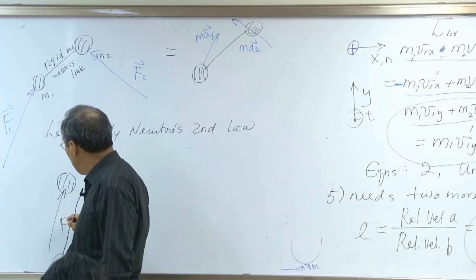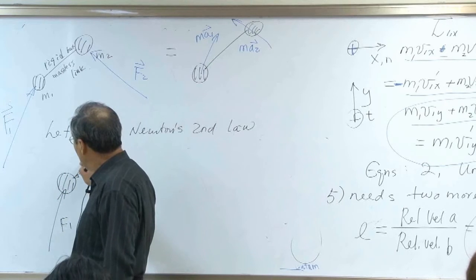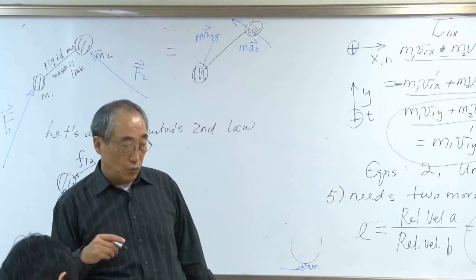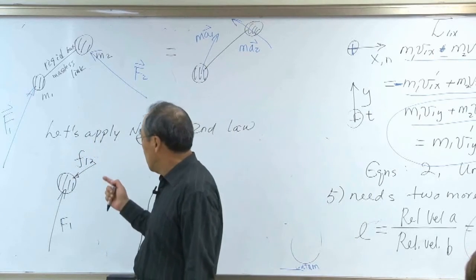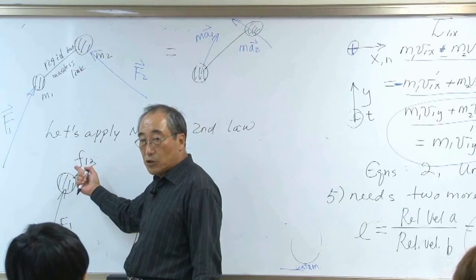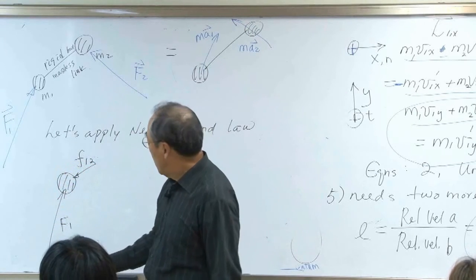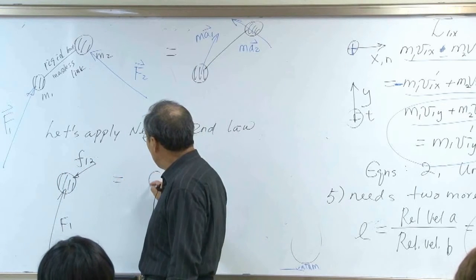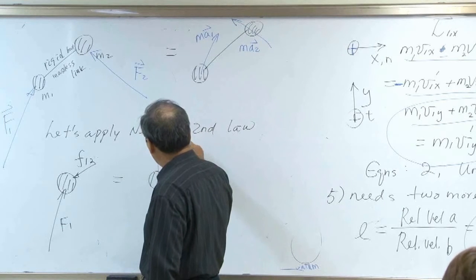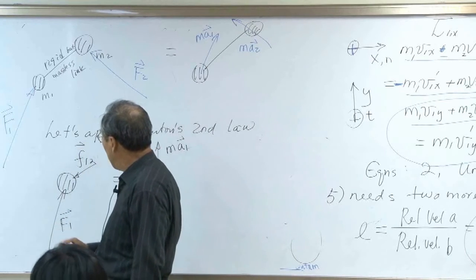That is F1. And there should be some force induced by particle 2 on particle 1. So I draw 1, 2. That means the force due to particle 2, internal force. And I use a small f to indicate that this is internal force. Okay, that has to be equal to ma1. And this has to be vector and vector.